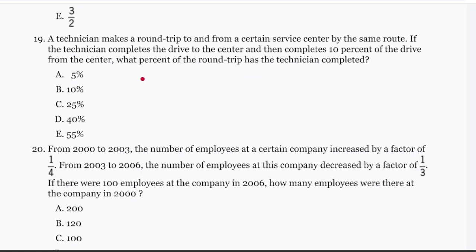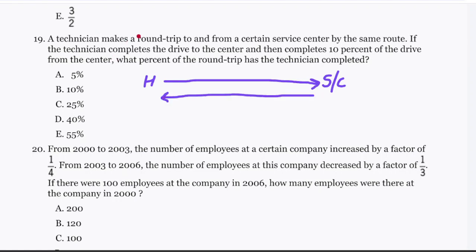Now, let's say this is the house from where, and this is the service center. So he goes here and then he comes back. This is what exactly they say, round trip to and from. Correct. Now, if the technician completes the drive to the center, so he reached the service center, but then he just went for 10% of the drive.